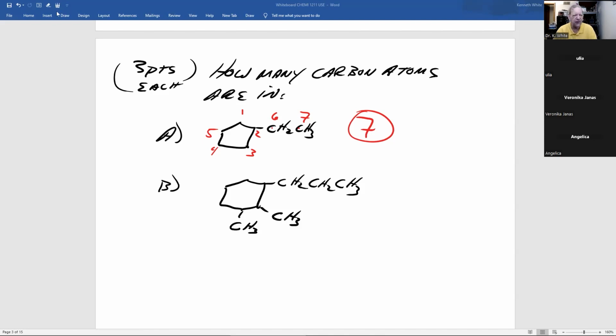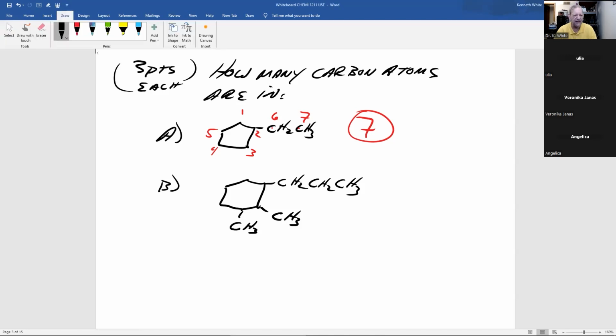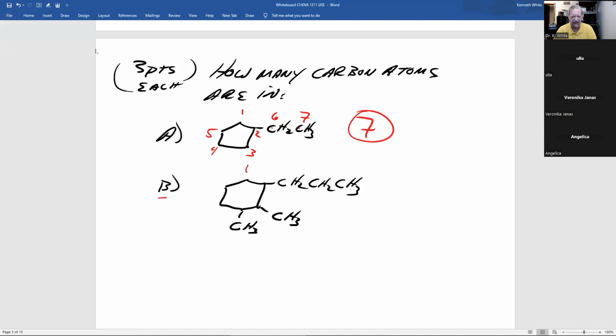All right, let's do it. Question is, how many carbons are in the B? Count every bend in a line in the ring as a carbon. 1, 2, 3, 4, 5, 6. Outside the ring, but attached to it, are carbons. 7, 8, 9, 10, 11. And the correct answer here is 11 carbons. Remember, every bend in a line in a ring is a carbon.